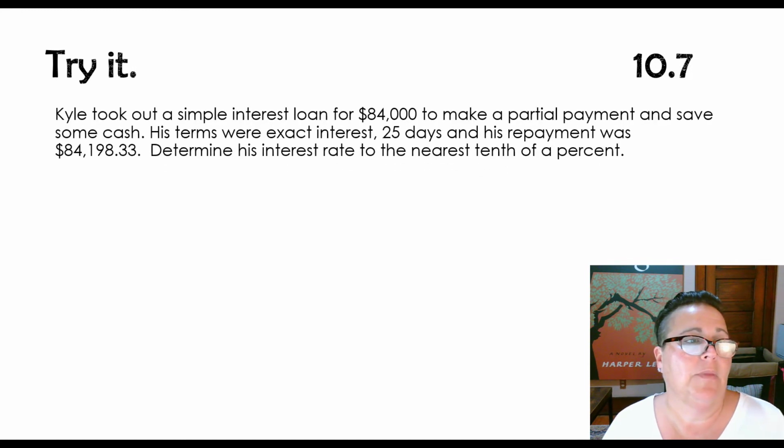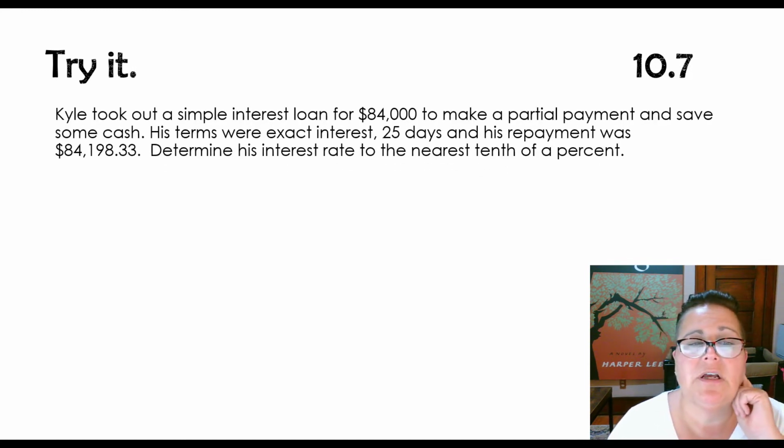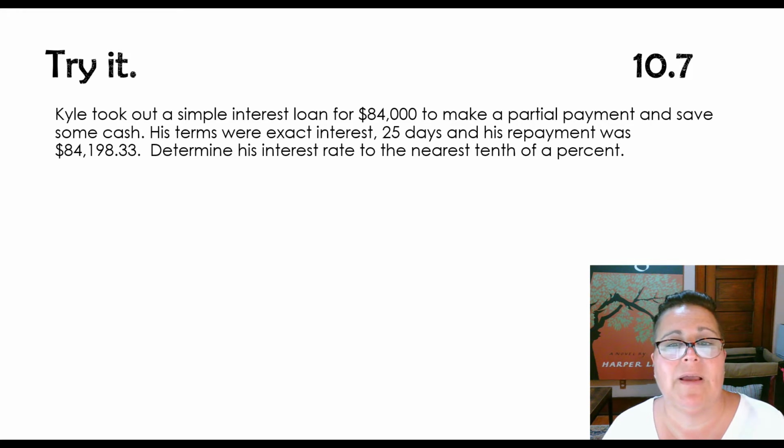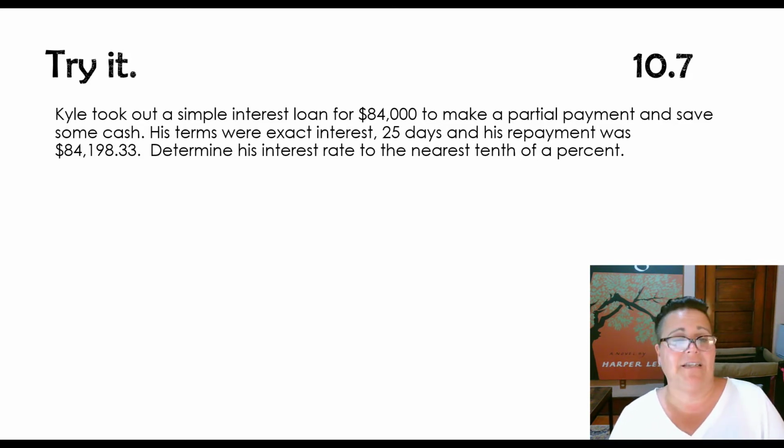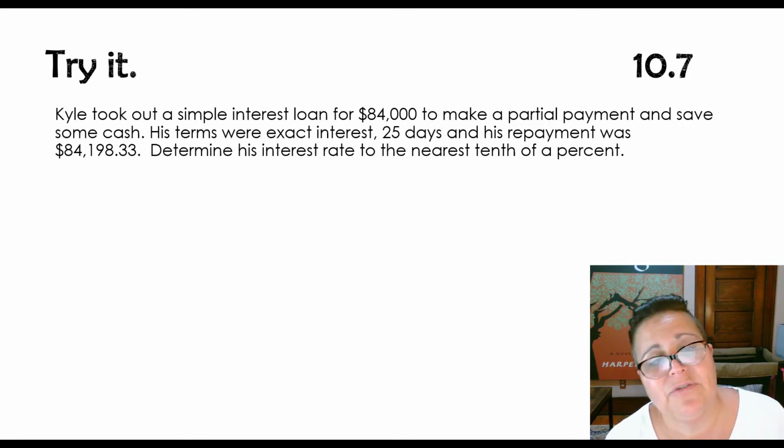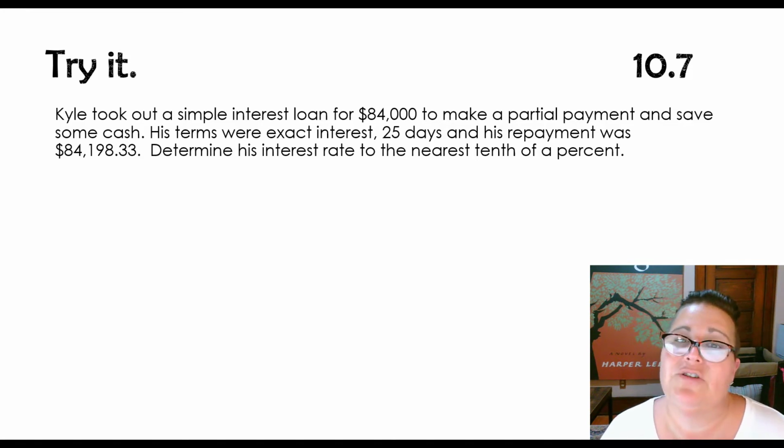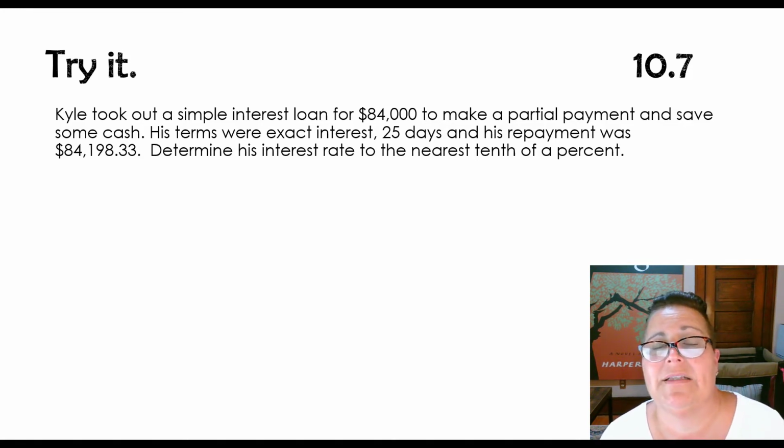Second example. Kyle took out a simple interest loan for $84,000 to make a partial payment and save himself some cash. So he's going to borrow money to pay off a different loan that's charging him higher interest. His terms were exact interest, 25 days, and his repayment was $84,198.33. Determine his interest rate to the nearest tenth of a percent this time.